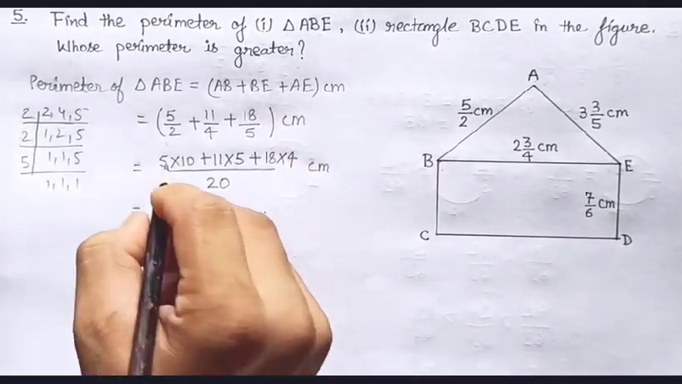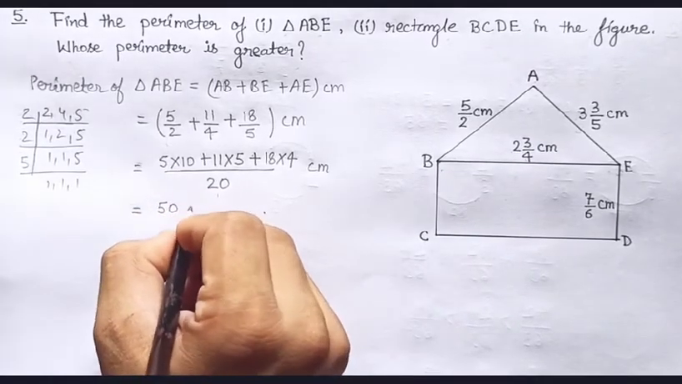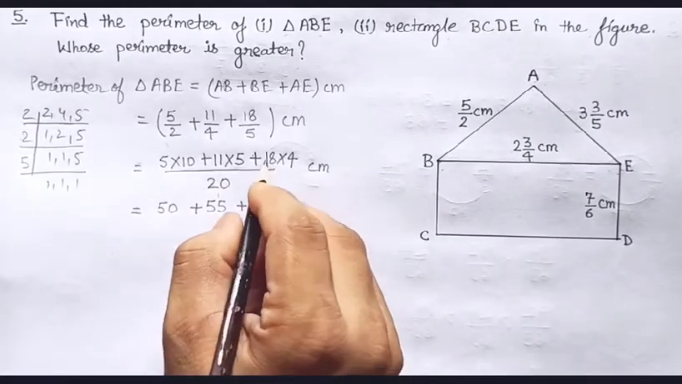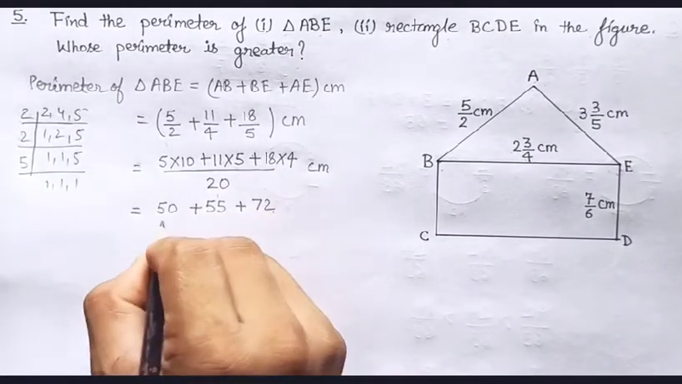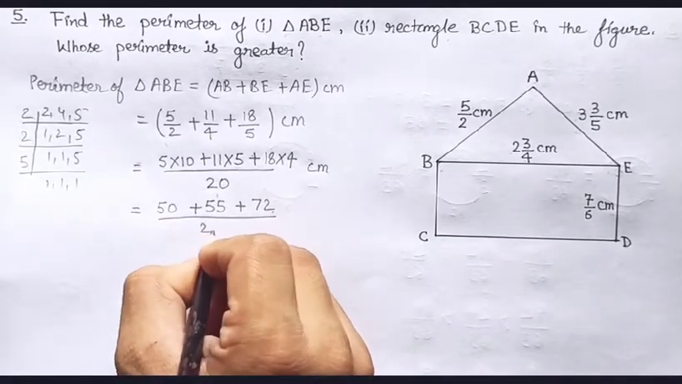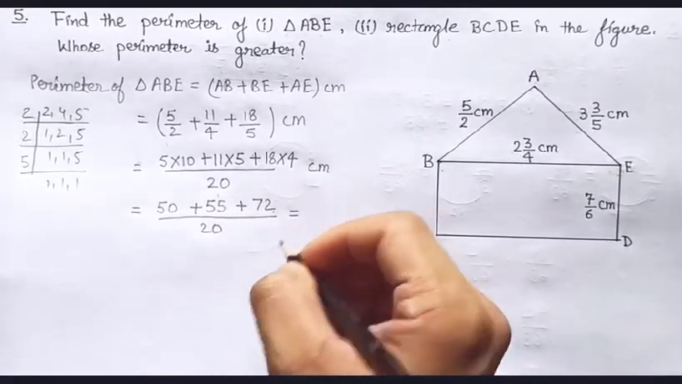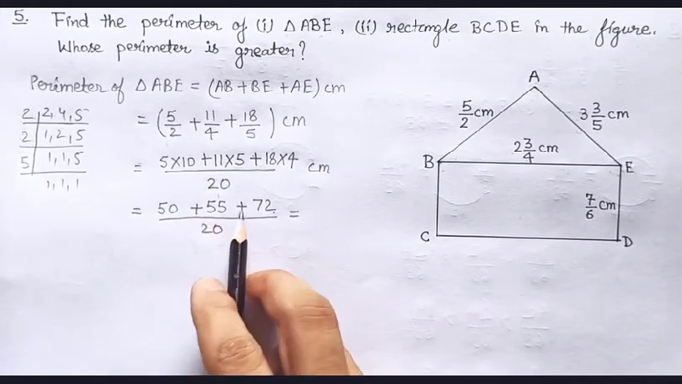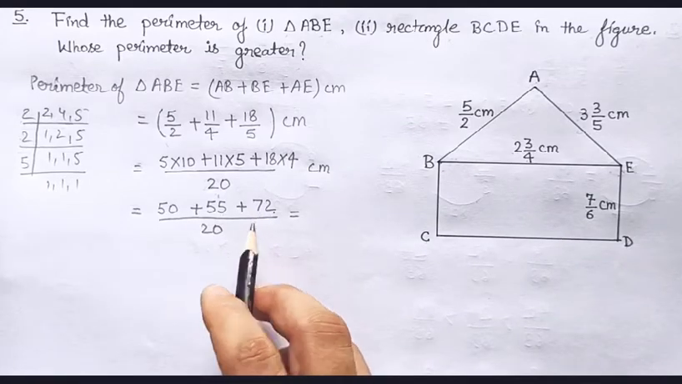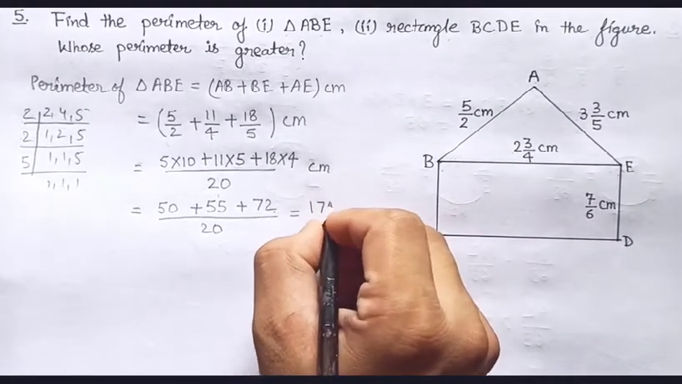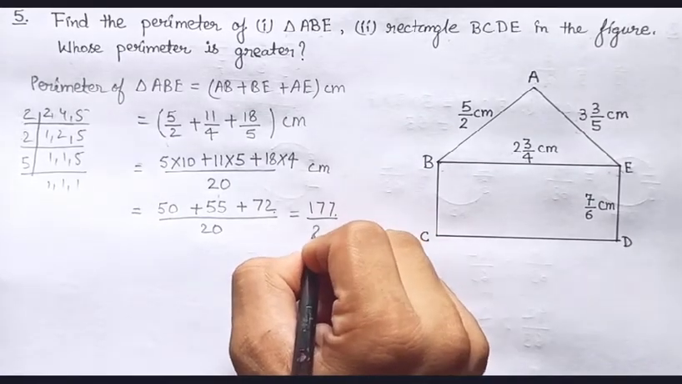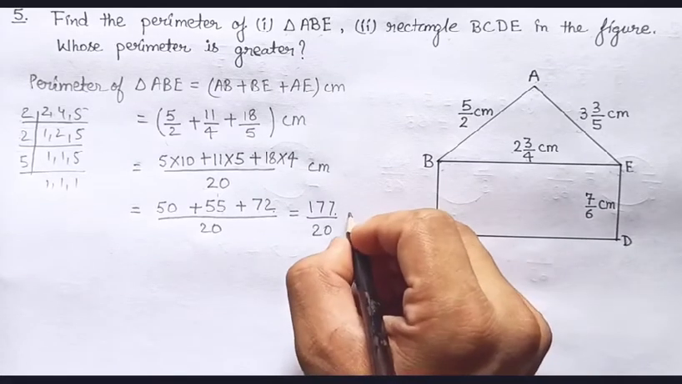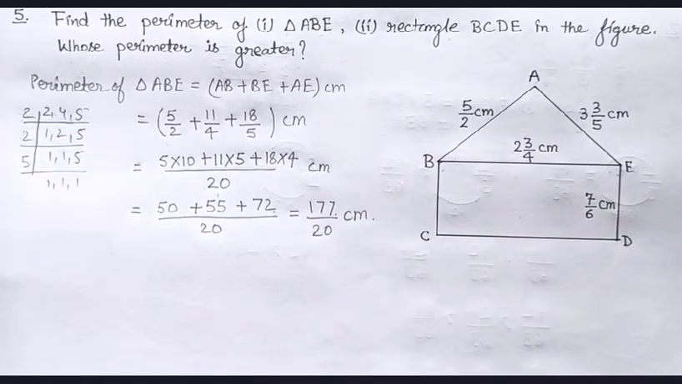Now let us solve. 5 into 10, 50, plus 11 into 5, 55, plus 18 into 4, 72, divided by 20. It comes out to be 55 and 50, 105, 105 plus 72, 177, divided by 20. Okay, so this is the perimeter of the triangle.